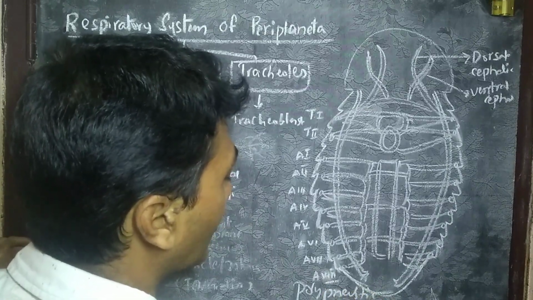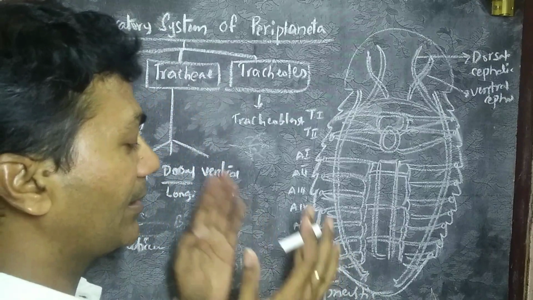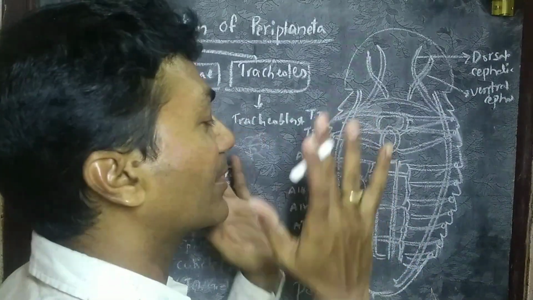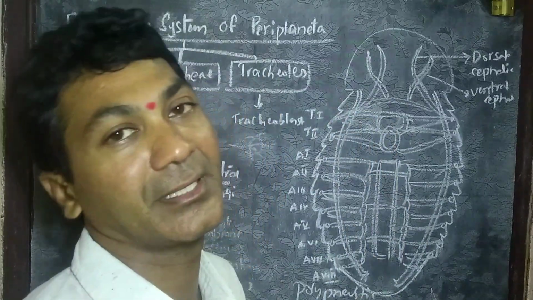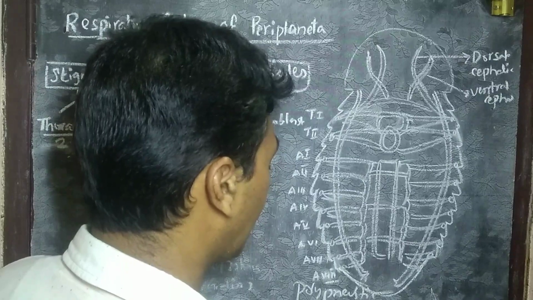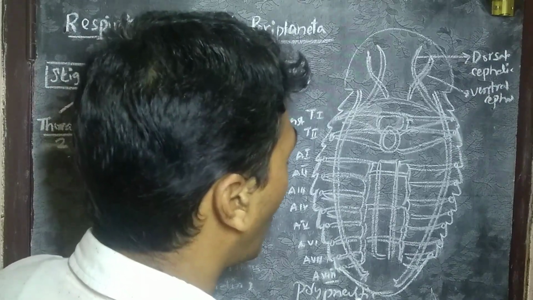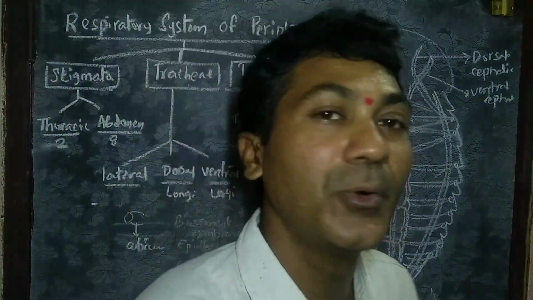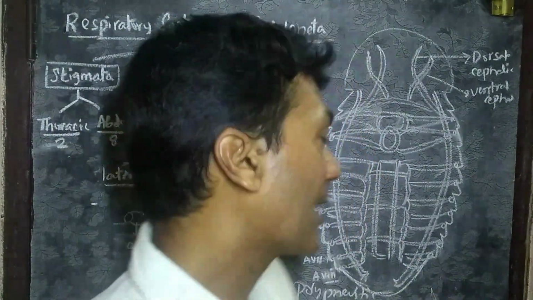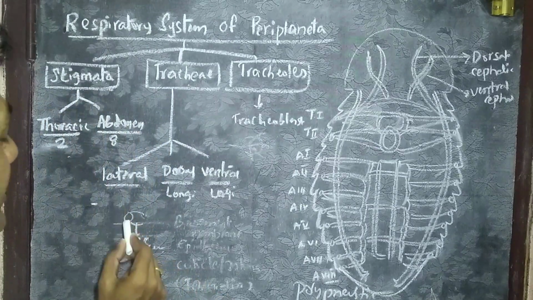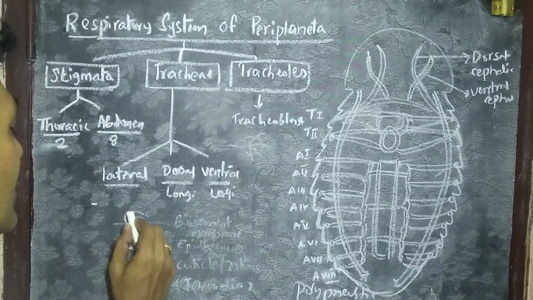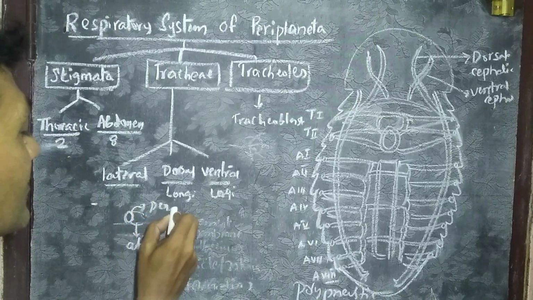Polyneustic, the term can be used for more than two outer openings of the respiratory system to drive the oxygen into the body. And holoneustic is where all the outer openings are functional. So this is holoneustic. And each spiracle is covered with a muscular covering known as the peritreme.